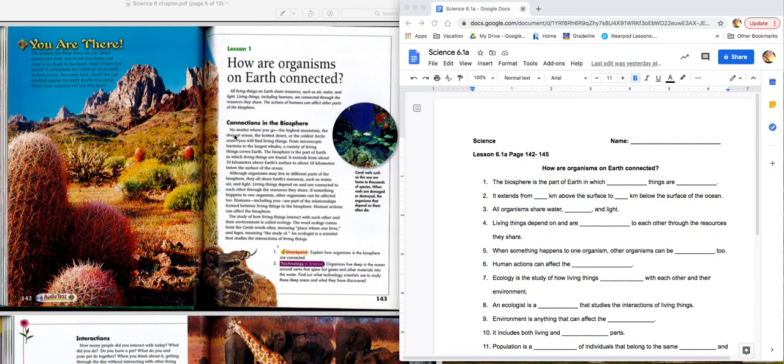Let's get going. No matter where you go, to the highest mountain, the deepest ocean, the hottest desert, the coldest Arctic area, you will find living things. From microscopic bacteria to the largest whales, a variety of living things cover Earth. The biosphere is the part of Earth in which living things are found. So you got your definition of biosphere, guys. It extends from about 10 kilometers above Earth's surface to about 10 kilometers below the surface of the ocean.